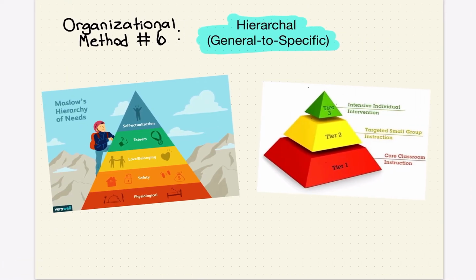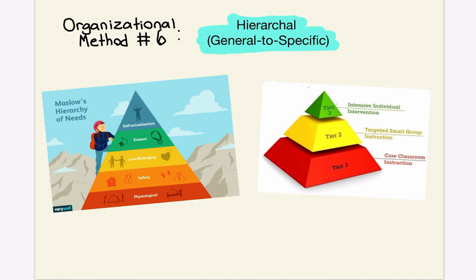General to specific, or I call it hierarchical. This method shows the big picture first and then adds the details afterwards. So sometimes that's done with an order of importance, placing items from most to least or from largest idea to smallest idea.